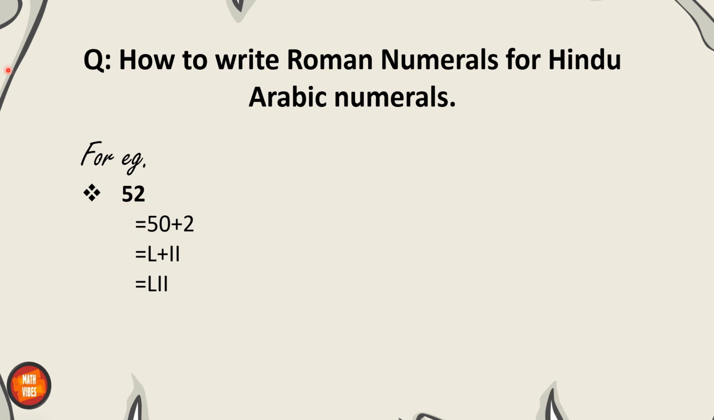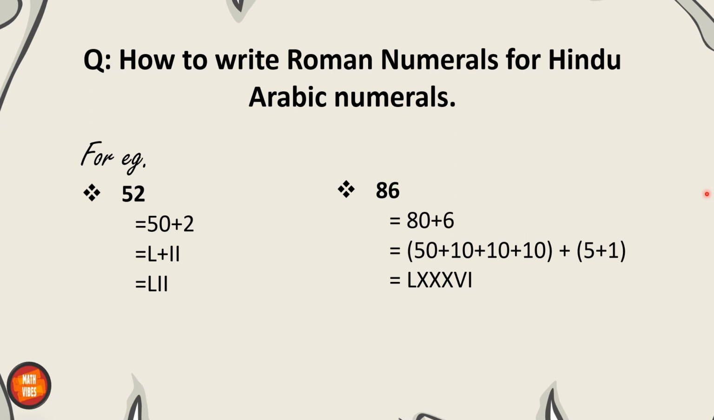Suppose we have 52. So write it in expanded form. 52 is written as 50 plus 2. Now 50 is for L and 2 stands for 2 lines. Now combine them. Super easy. 50 for L, 2 for 2 lines. So LII. Right. Next, if it is 86, it will be written as 80 plus 6. Now 80 has no symbol of its own, so how do we do it?